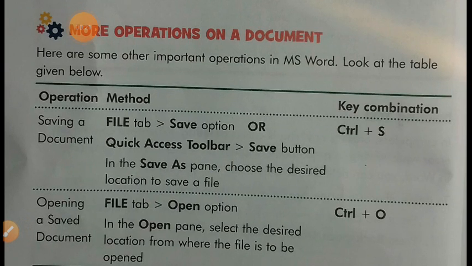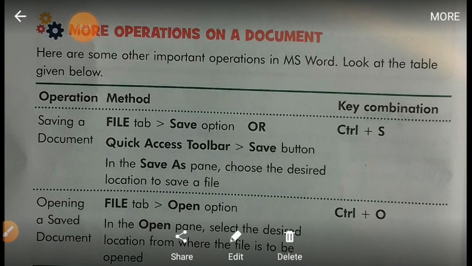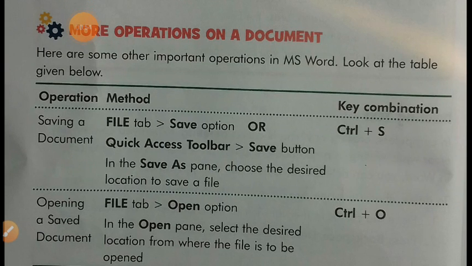So dear students, today I am going to explain the topic that is more operation on a document. And dear students, this is part 4 of chapter 7. If you have not watched part 1, part 2 and part 3, then you must watch. Okay, so let's start. Here are some other important operations in MS Word. Look at the table.